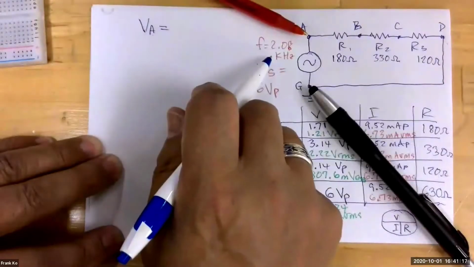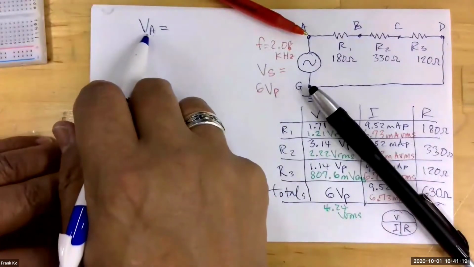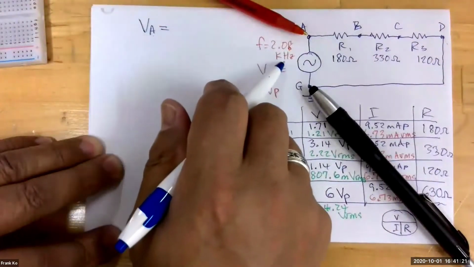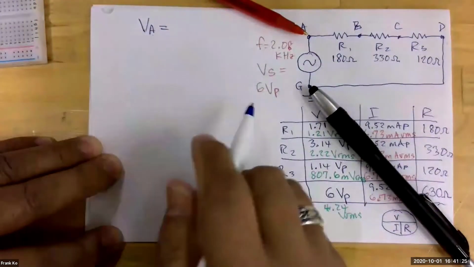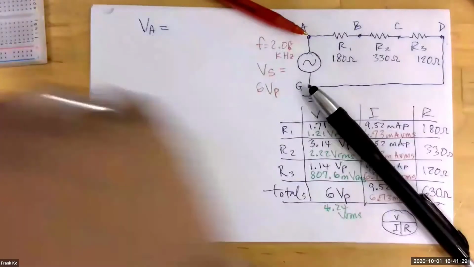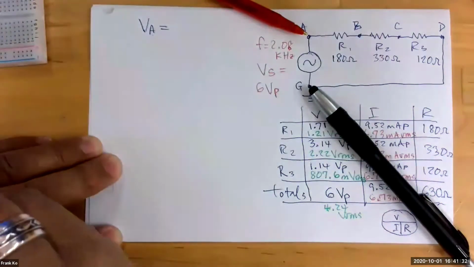Would we be measuring 2.08 kilohertz? We would measure that frequency, yes, but what is the voltage we would measure? Frequency, you're correct, is 2.08 kilohertz. What is the voltage I would measure between these 2 points? 6 volts peak. Okay, so I would expect to measure this.